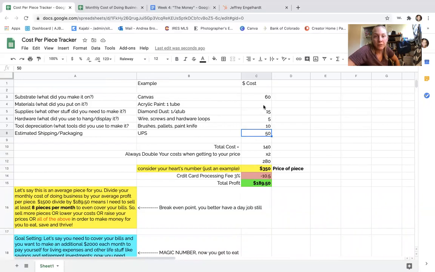Okay. Oops, that went away. Let's see. There you go. Sell more pieces, lower your costs, raise your prices. Woo! Make sure your market's going to support this. You'll find where people buy and where people don't. Okay. Make sure your market will support it. Make sure it's okay with your heart's number, and raise your prices.